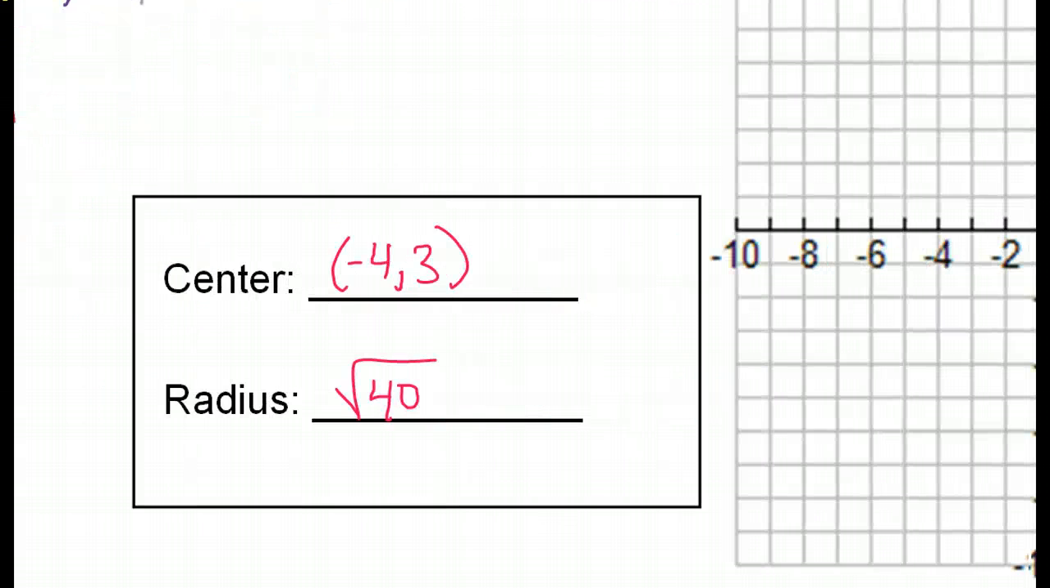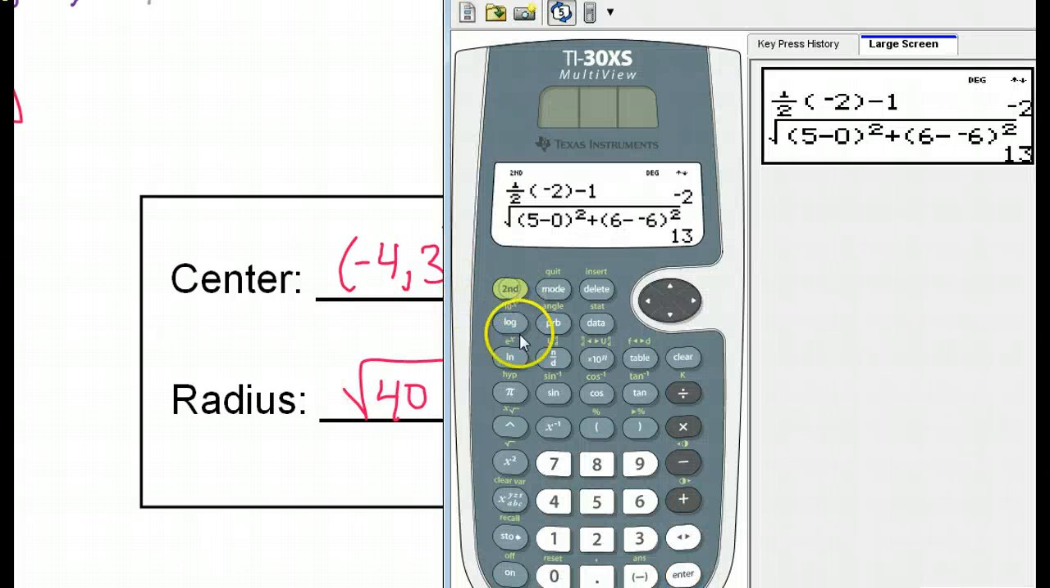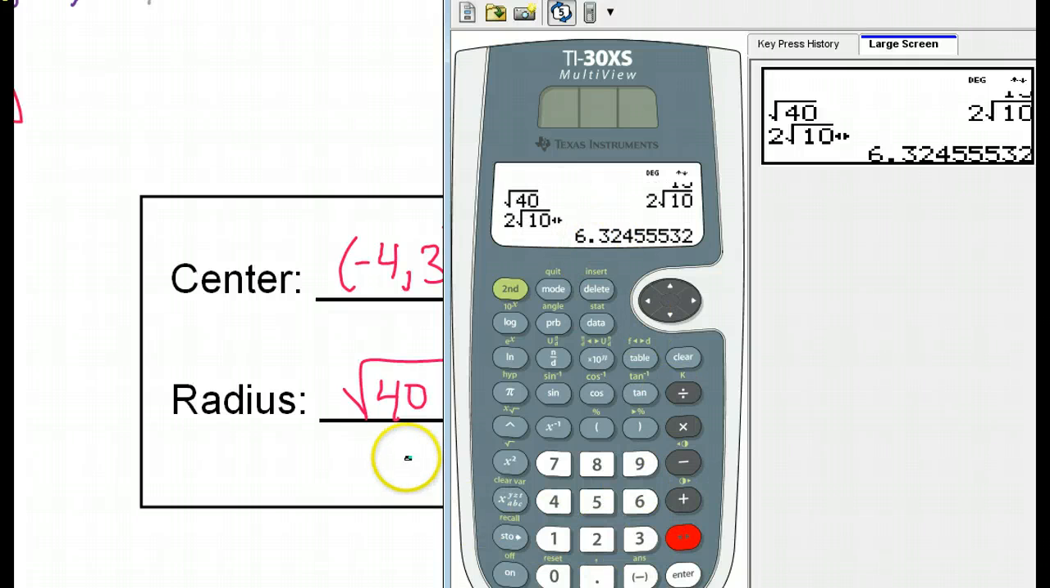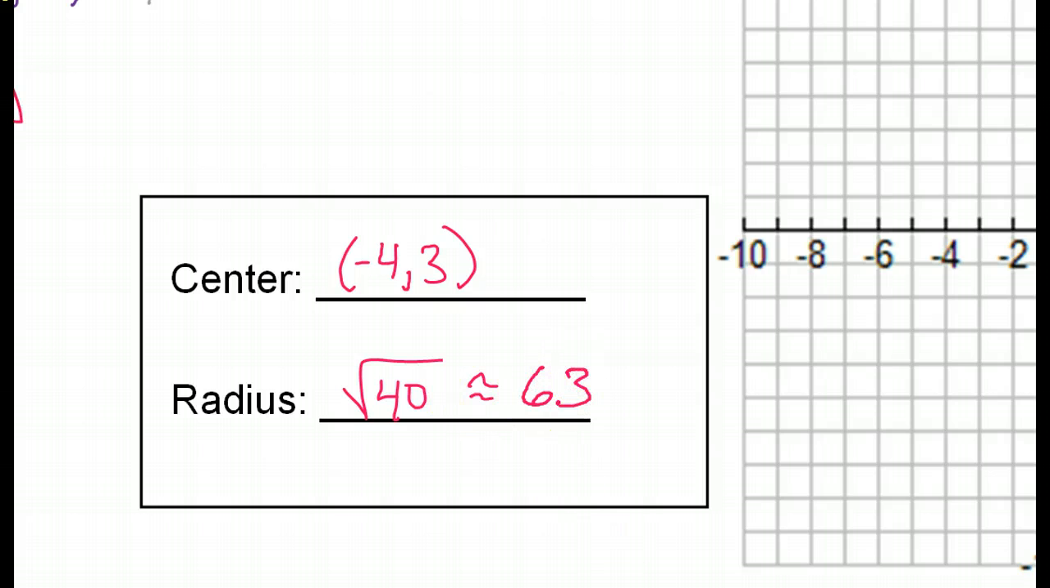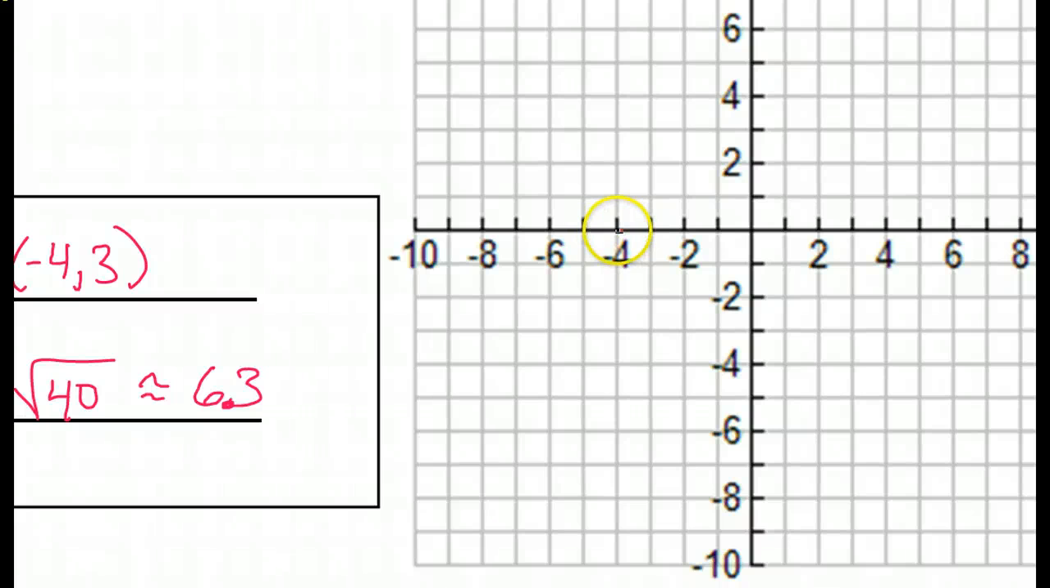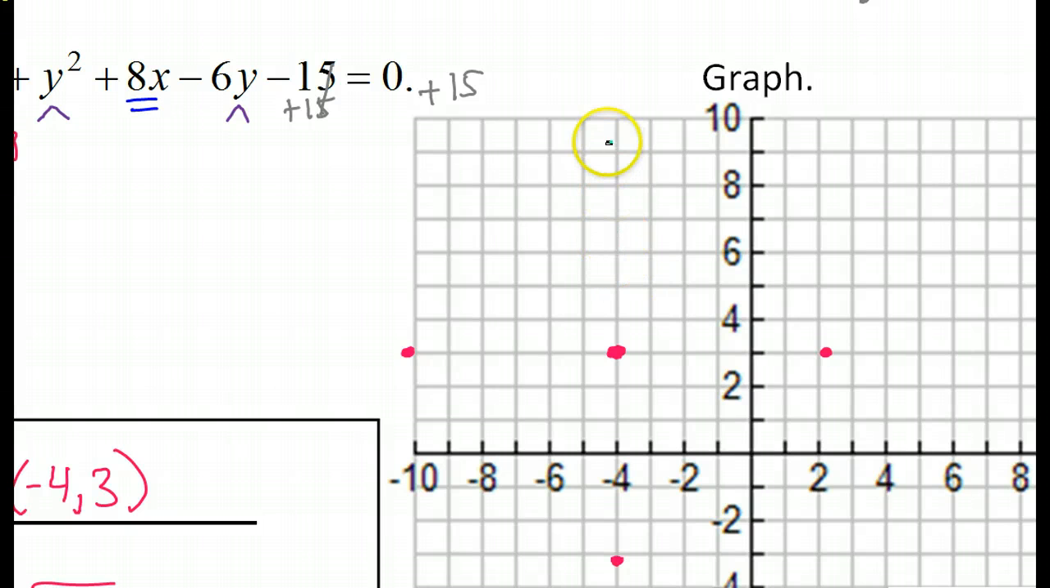But since we're going to graph it, I guess we do need the decimal version. Ha, 2 radical 10, look at that. But the decimal, anyway, so that's 6.3 approximately. That's what these wavy lines mean. Okay, so starting from a center of negative 4, 3, which is right here, I could go 6.3 in all directions. So this is 4, 5, 6, and a little bit. And that's 3, 6, and a little bit.